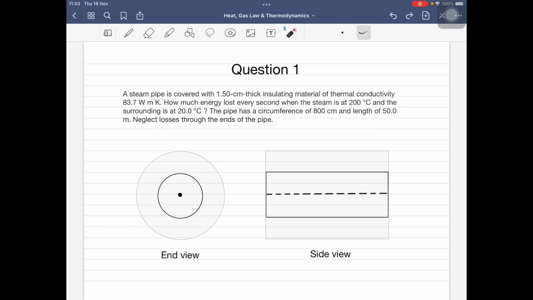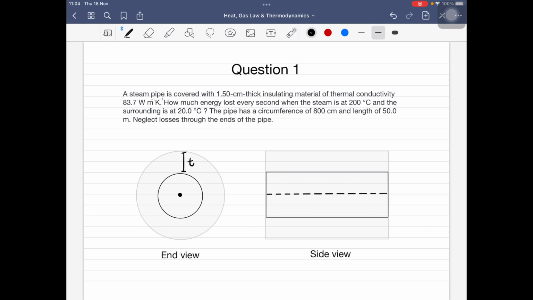So over here we have a steam pipe, with steam flowing inside the pipe, and it will be covered by an insulator, which is given the thermal conductivity as 83.7 watt per meter per Kelvin. Over here I'm going to put the thickness of your insulator. The question asks how much energy is lost every second.